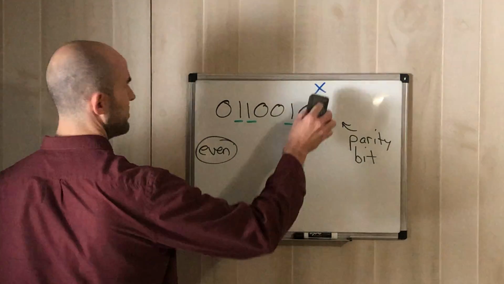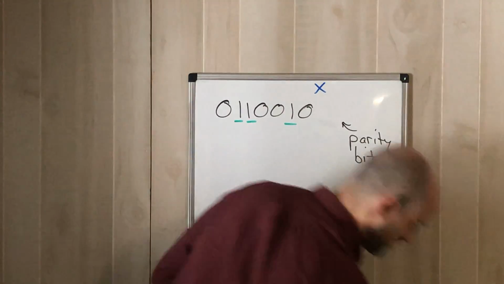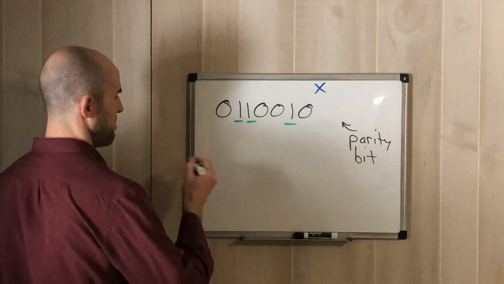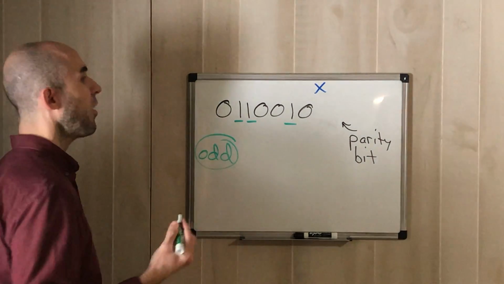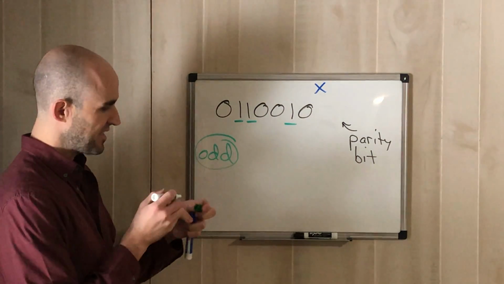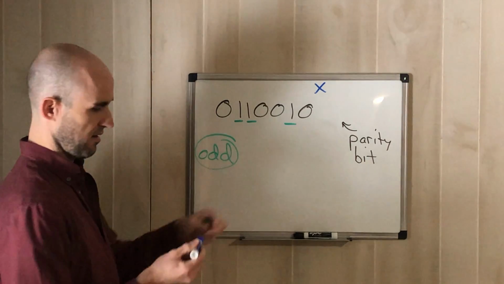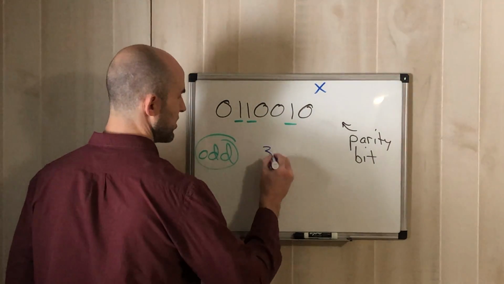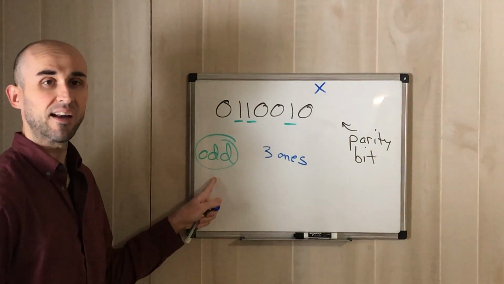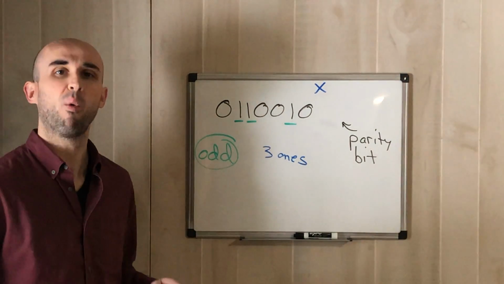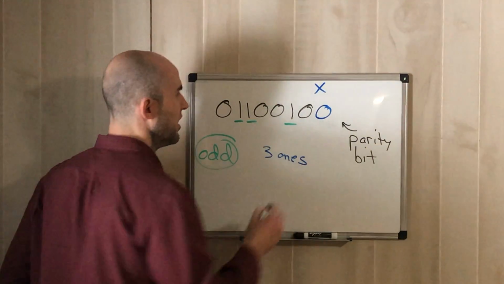Let's say that, again, I'm going to leave x there. Let's say that instead of it being even, I want it to be odd. If I wanted it to be odd, it's that same idea. We have 1, 2, 3, 3 ones. We know that the 3 is already odd. Since it's already odd, it's what we want. Since that's what we want, we know that the number we're going to put here is 0 because we already have what we want.